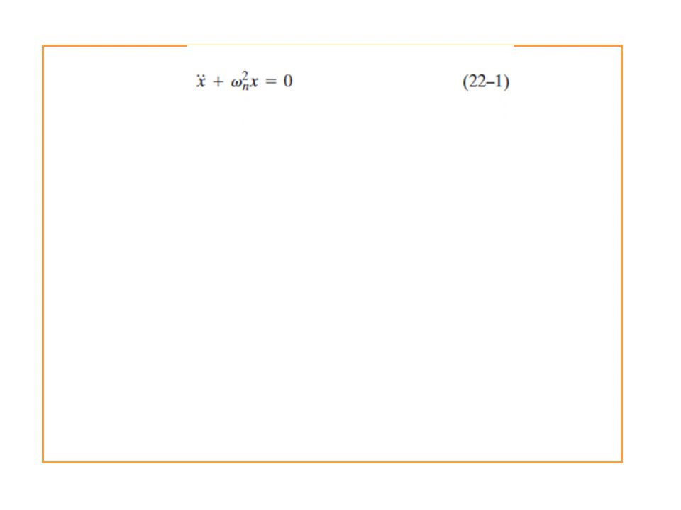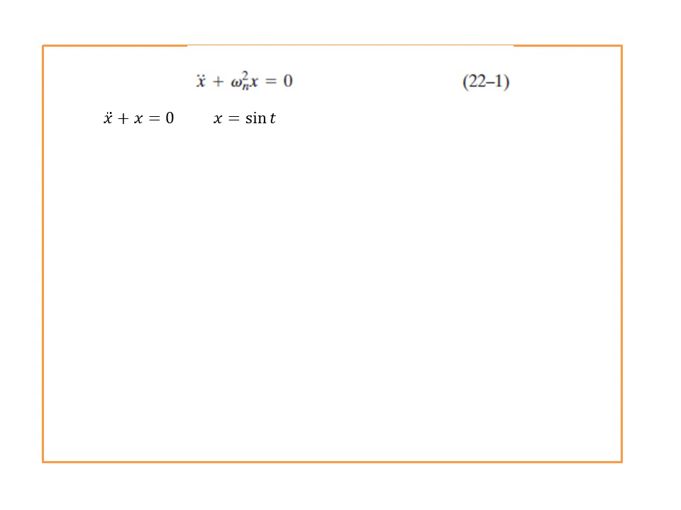Okay, so let's find out the general solutions for this second order linear homogeneous differential equation. Let's say this is the form of our differential equation: second degree, since x dot dot is the second derivative, plus x equals 0. So what are the possible solutions for this differential equation?